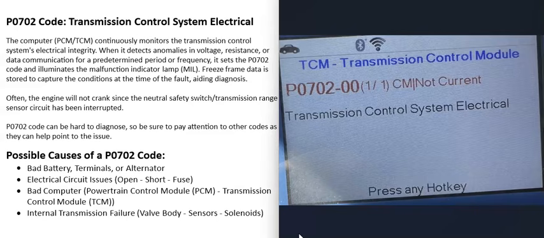Another thing to mention about a P0702 code is that sometimes it can be kind of difficult to troubleshoot because sometimes you can be dealing with wiring and the computers, different things like this. And for this reason, if you're getting any other codes, be sure to pay attention to that because that can help point you to what the problem is.